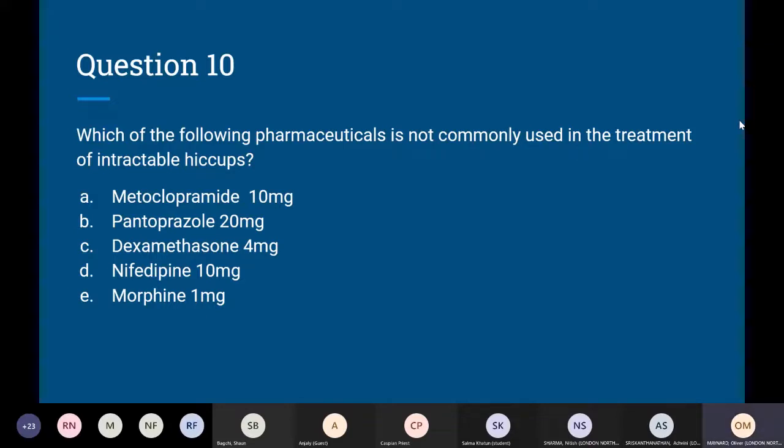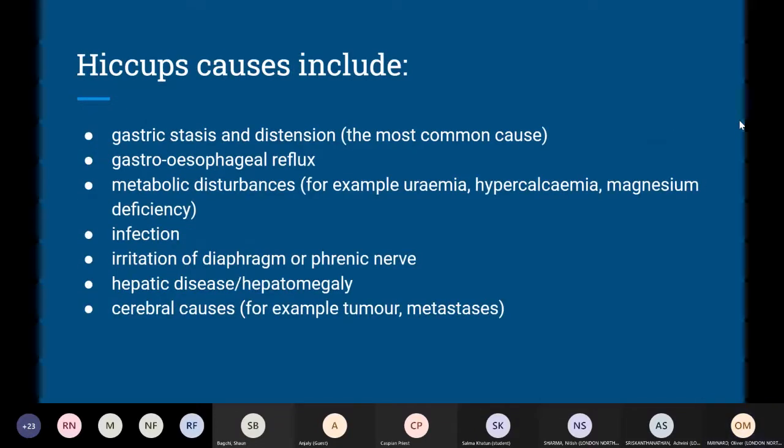So quite an uncommon symptom, hiccups, that you have to treat in hospital, but it does happen. And morphine is not commonly used to treat hiccups. So there's lots of different causes of hiccups, including gastric stasis, which is why metoclopramide might be useful, gastric reflux, which is why a PPI might be useful. Stuff like infections, irritation of the diaphragm, and hepatic disease, and also cerebral causes. So lots of different causes.